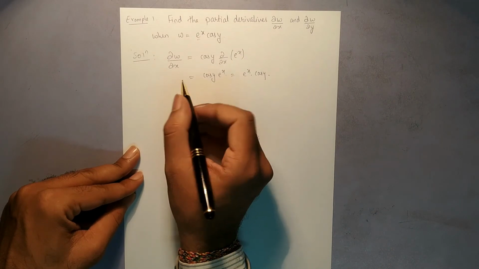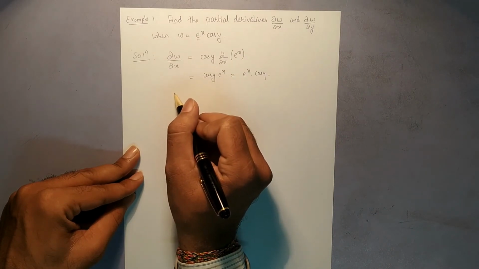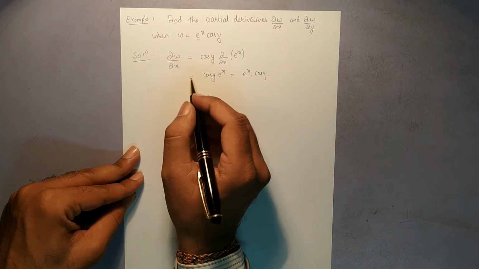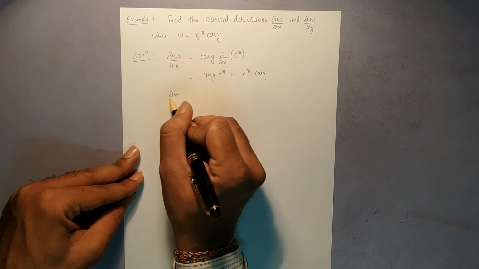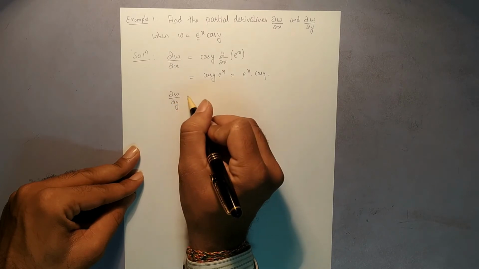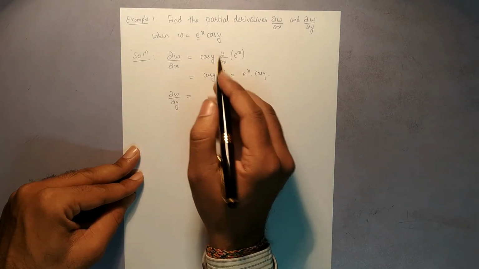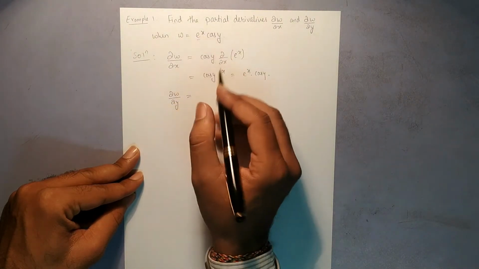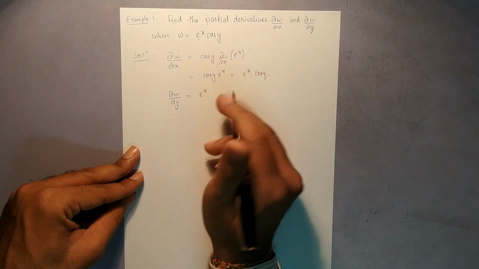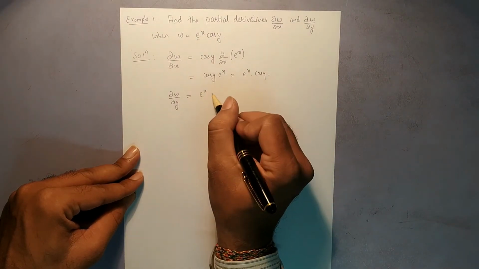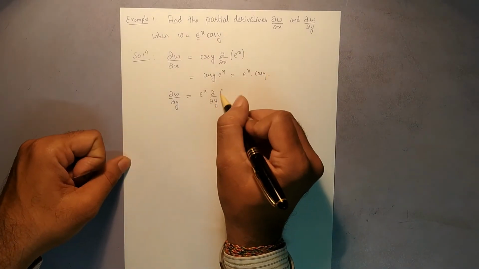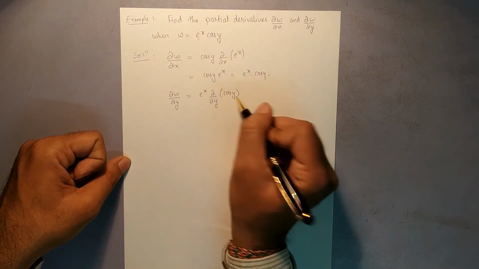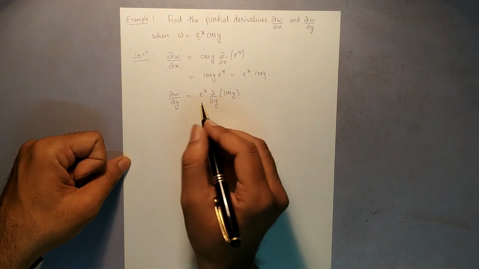Similarly, if we have to find the derivative of w with respect to y keeping x as constant, that is given by ∂w/∂y, which is equal to, so we have to treat the functions of x as constant. We treat e^x as constant and we differentiate with respect to y whatever function remains of y.